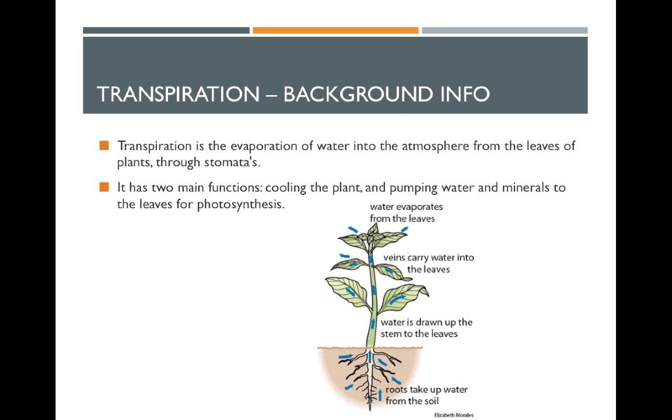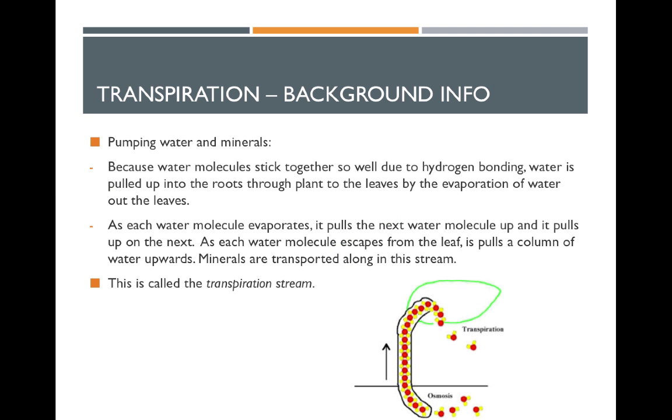So transpiration is basically water evaporating into the atmosphere from the leaves of a plant, okay? And it happens through stomates. It has two functions: to help cool the plant and also to help pump water and minerals into the leaves for photosynthesis, okay? Because water molecules really like each other, they like to stick together, because of a thing called hydrogen bonding. So the molecules all want to stick together.